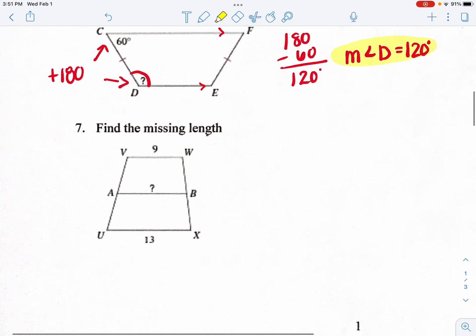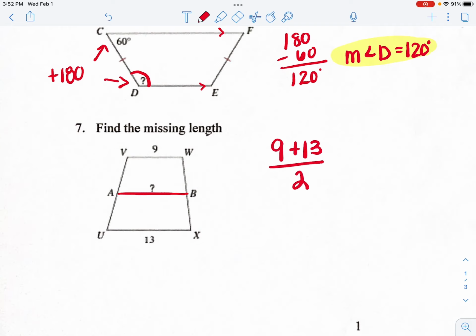Number 7, super similar to another one we had yesterday. I'm being asked for the mid-segment, like how big is this segment in the middle? And we're just going to find the average of the bases. So I'm going to add 9 plus 13 and divide that by 2, which gives me 11. So the mid-segment in the middle is 11.